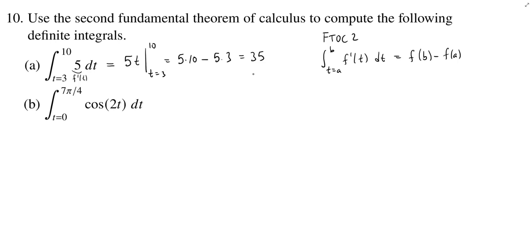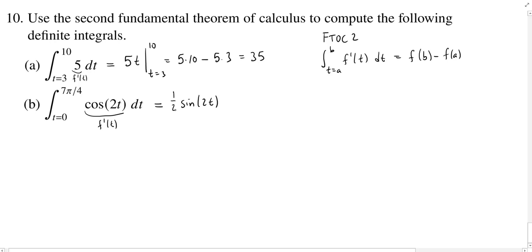Now, part B, we already again saw in part B of number 7. We knew this should be a negative value, right? But let's see what the fundamental theorem tells us. So first, I need an antiderivative for cosine of 2t. So an antiderivative of cosine is sine. So I'll get sine of 2t. But if I took the derivative of this, I'd get cosine of 2t times the derivative of 2t. Have to use that chain rule, and I'd get an extra 2. So I compensate by dividing by a 2. And now I'm going to evaluate this between 0 and 7 pi over 4.